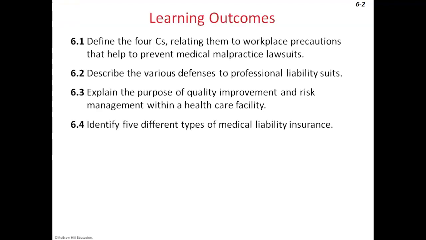Throughout this chapter, we will cover the following learning outcomes. We'll define the 4 C's, relating them to workplace precautions that help prevent medical malpractice lawsuits. We'll describe the various defenses to professional liability suits. We'll explain the purpose of quality improvement and risk management within a healthcare facility. And we'll identify 5 different types of medical liability insurance.